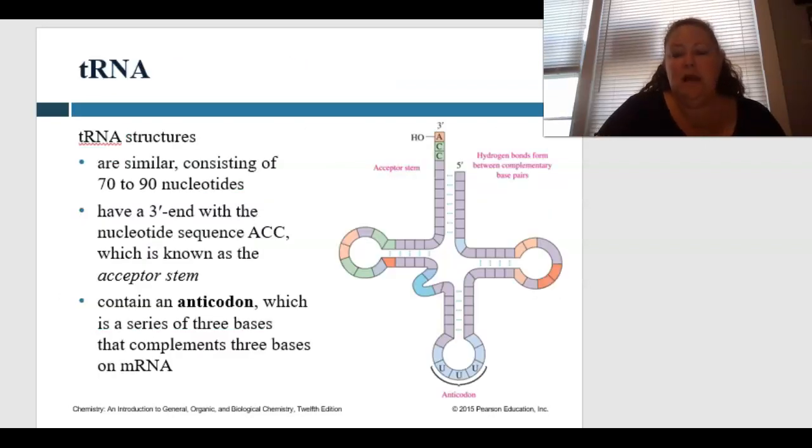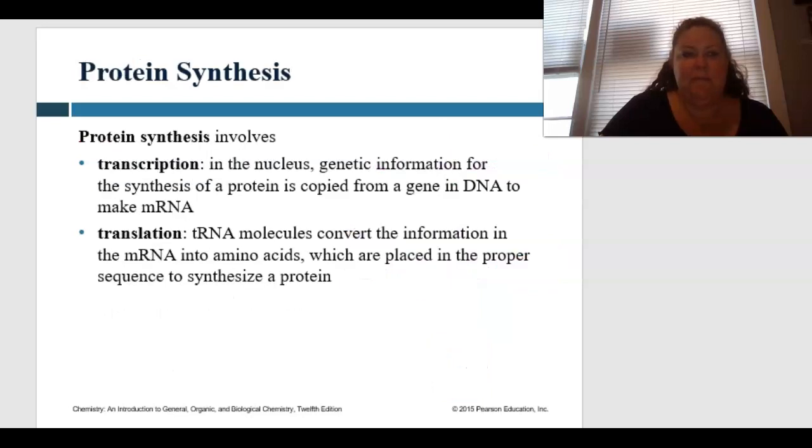So looking at tRNA a little closer, the tRNA structures are similar and they consist of 70 to 90 nucleotides. They have a 3' end with the nucleotide sequence ACC, and this is known as an acceptor stem. And they also contain an anticodon, and this is a series of 3 bases that complements the 3 bases on the messenger RNA. And how do we make proteins?